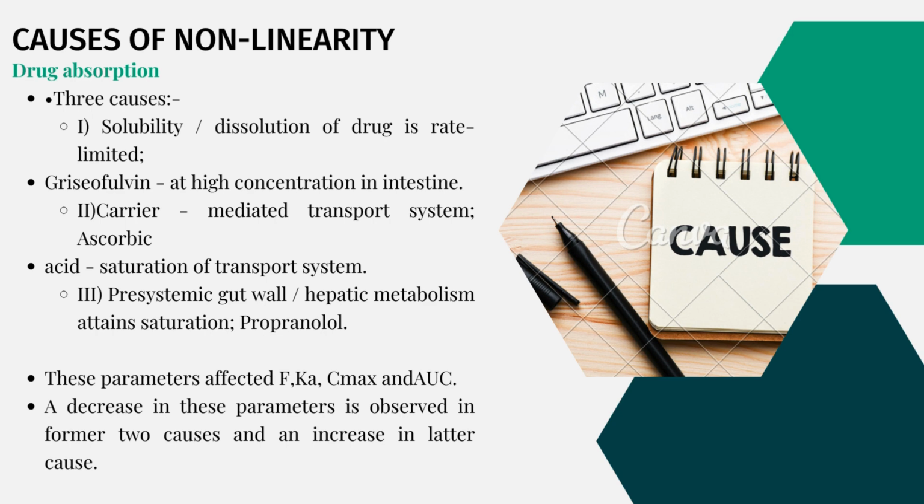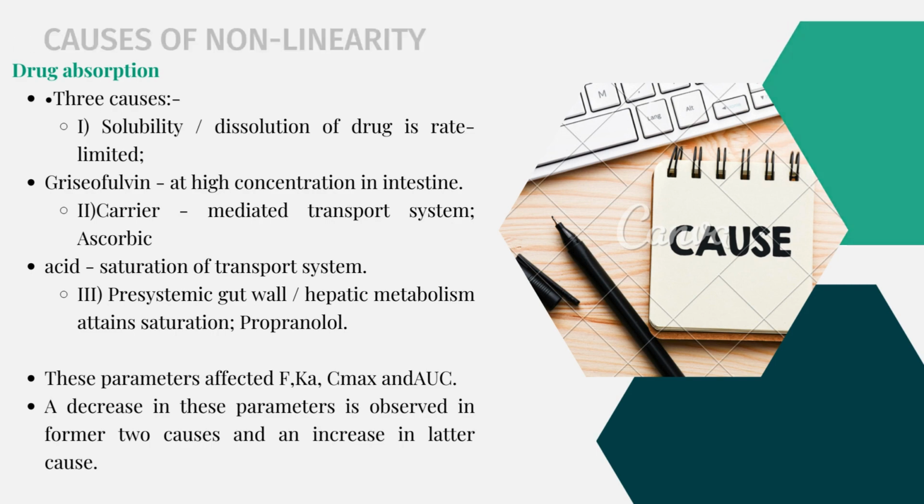3. Pre-systemic gut wall and hepatic metabolism attains saturation, for example propranolol. These parameters affect F, Ka, Cmax, and AUC. A decrease in these parameters is observed in the former two causes and an increase in the latter cause.